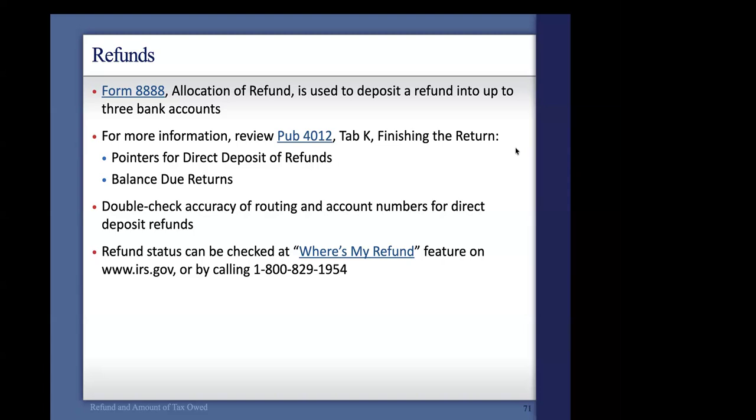Taxpayers can check the status of their refund at Where's My Refund on irs.gov, or they can call 800-829-1954. That's an automated number for them to check the status of their refund.